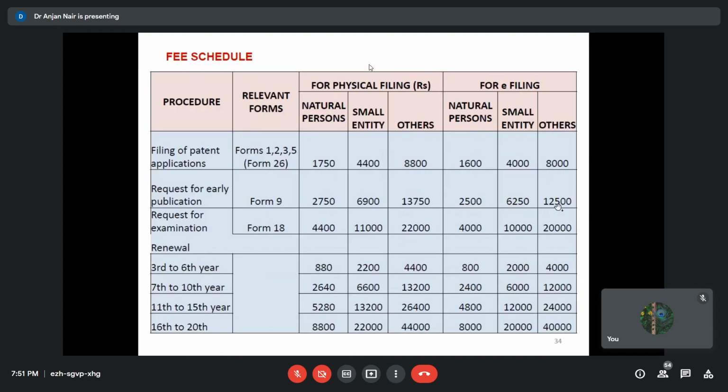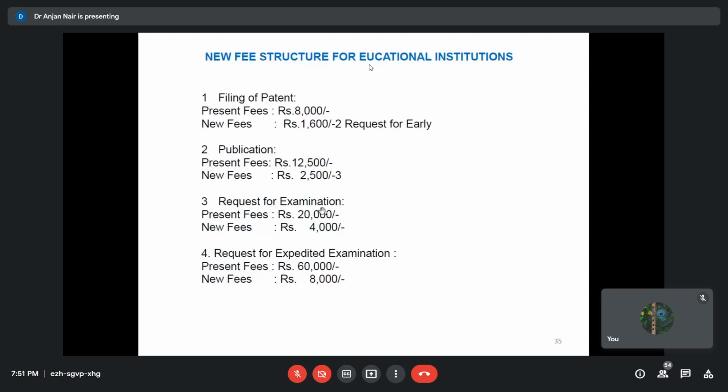So this is the fee structure. This is actually old stuff, we will not go into it. Now the good news, especially for educational institutes: the old fee, as I told you, was 8,000 rupees for filing a patent. Now it is only 1,600 rupees. Publication earlier used to cost 12,500 rupees. Now it is only 2,500 rupees.